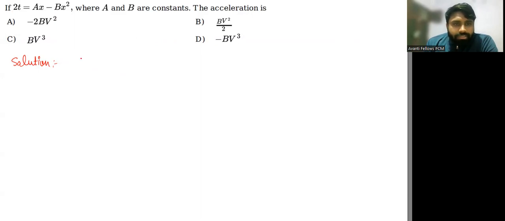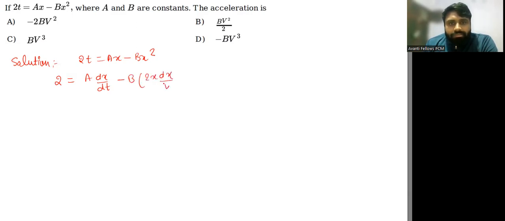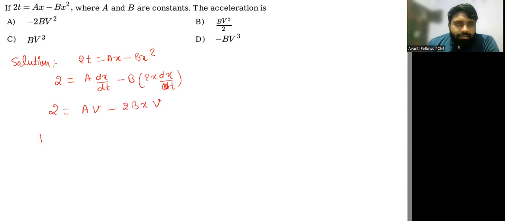So here we have 2t equals ax minus bx square. If you differentiate it, it will become 2 equals a dx by dt, differentiation of x, minus b, which is a constant, times differentiation of x square, which is 2x dx by dt. Now dx by dt is nothing but the velocity. So 2 equals a into v minus 2b x into v. You will easily find the expression of v. It is 2 upon a minus 2bx.